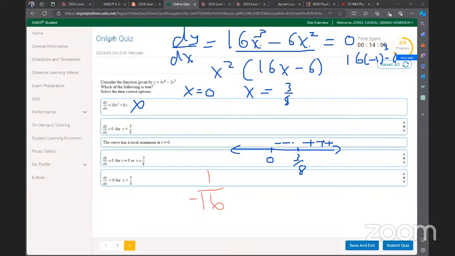So 16 times negative 1 power 3, minus 6 times negative 1 power 2. Okay, negative 1 power 2 will be 1, so here minus 6. And negative 1 power 3 will be negative 1 also, so it will be negative 16. So yeah, it will be a negative. Okay.